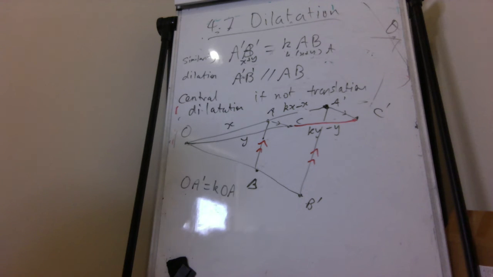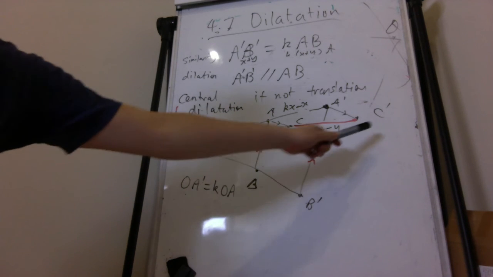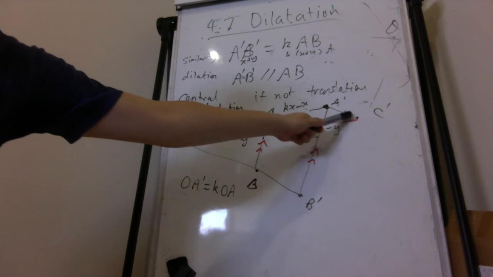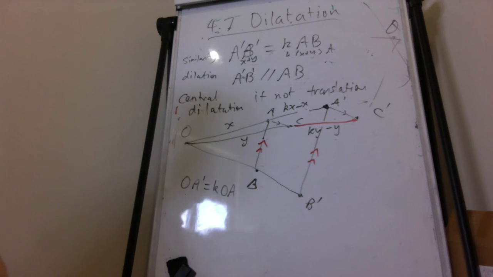No, but since you dilate OC, you know OC prime should be KY. Yeah, but maybe not in the same line, right? No, but it was just parallel. OC prime is KY. I mean, it could be here and it would still preserve that parallel line. Oh yeah, true.